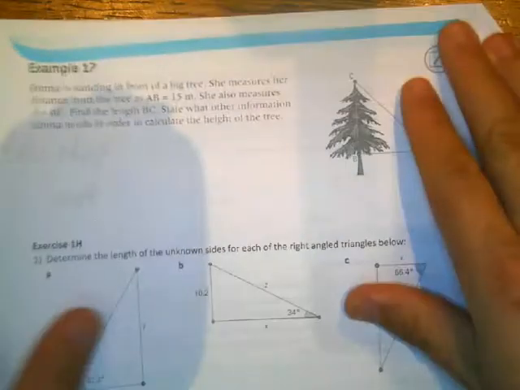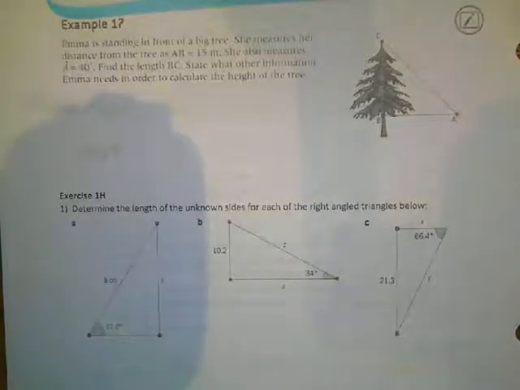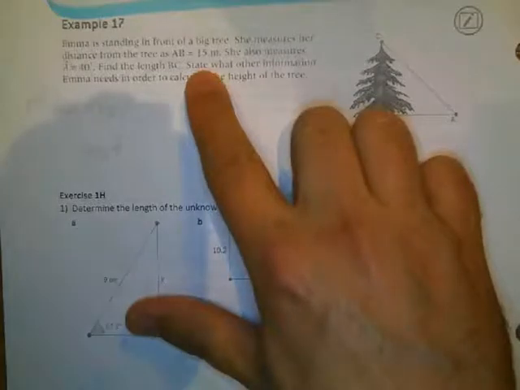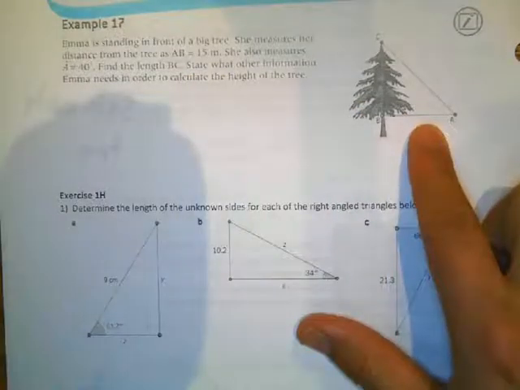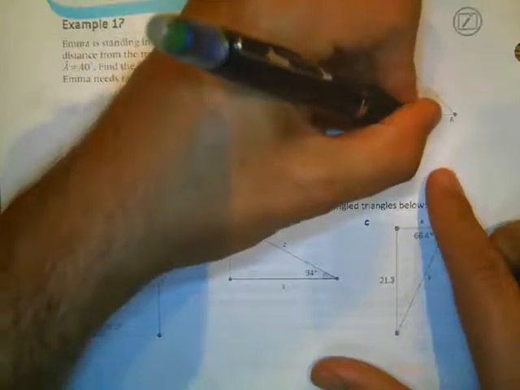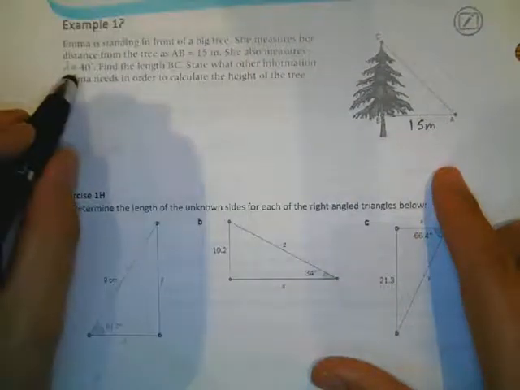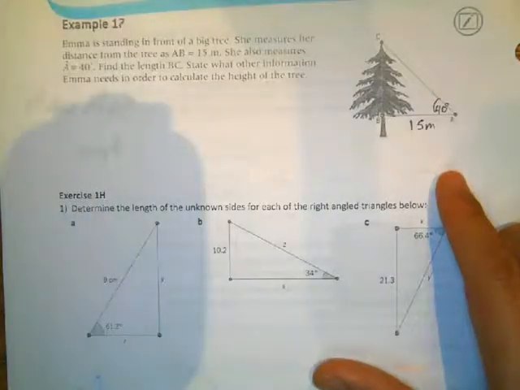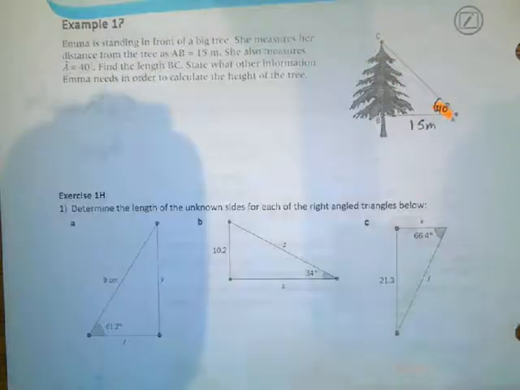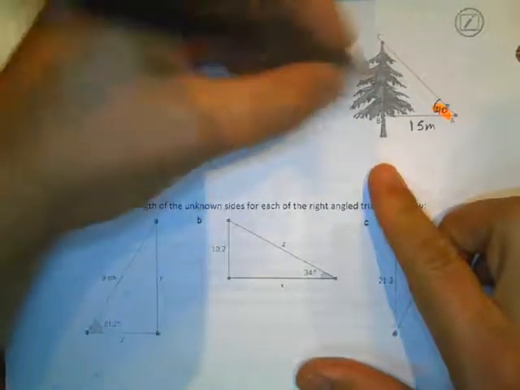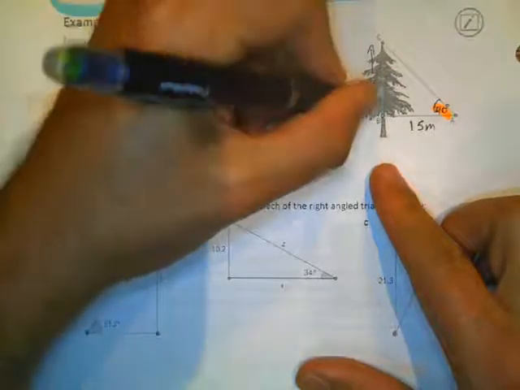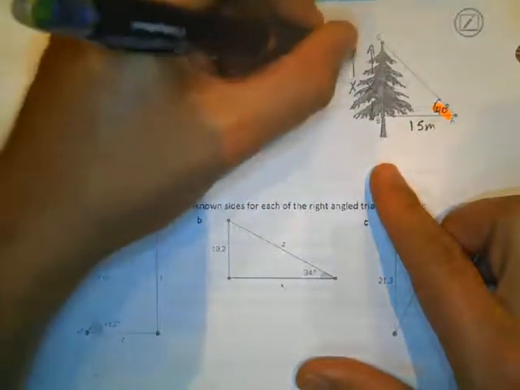Let's do the next page here. Okay, Emma's standing in front of a big tree. She measures the distance between her and the tree as 15 meters from A to B. So let's label this as 15 meters. And she also measures that the angle at A is 40. Okay, find the length of BC. BC is this part right here, so I'm going to call that X. This height is X.